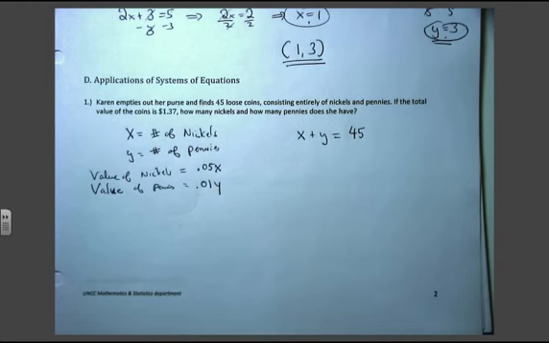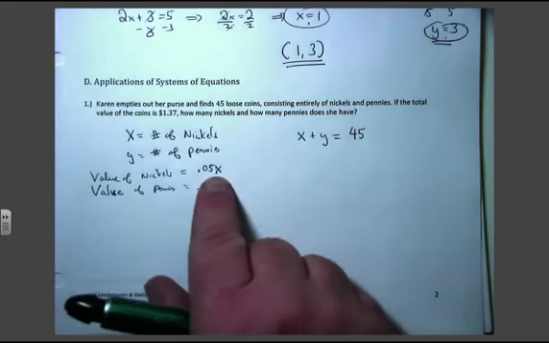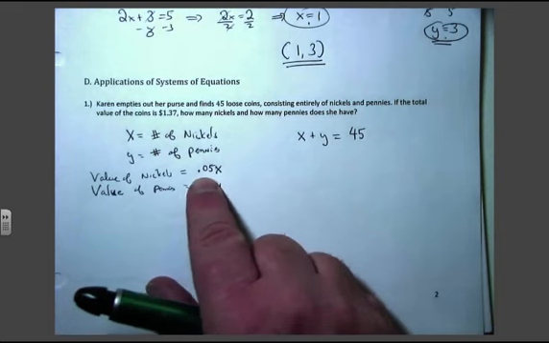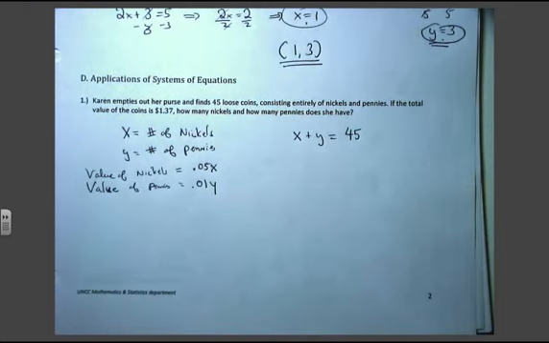Does that make sense? So, for example, I got 5 nickels. They're worth 0.05. If I got 5 nickels times 5 cents, how much do I have? 5 times 5? 25 cents of nickels. Okay? If I have 10 pennies, they're worth 1 cent apiece. 10 pennies times 1 cent, I got 10 cents worth of pennies.